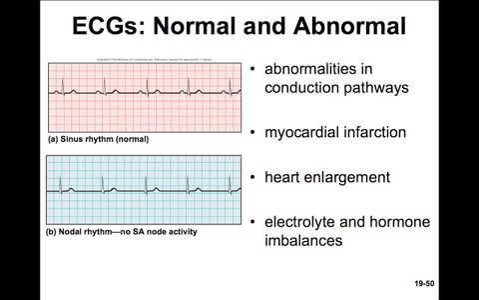We can look at normal and abnormal ECGs and tell a lot about the state of someone's heart. Figure A shows a normal sinus rhythm. B shows the nodal rhythm when it's generated by the AV node. So there's an absence of an SA node signal. That means we don't see the P wave. Your textbook will show a few other cases.